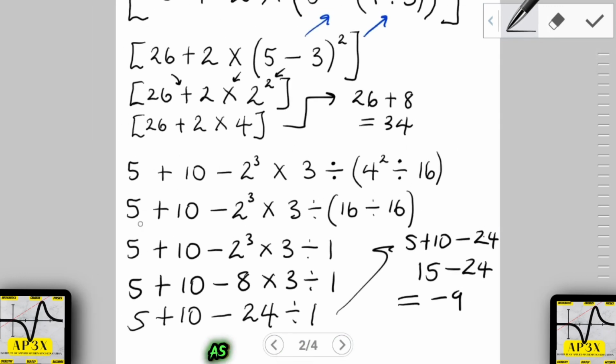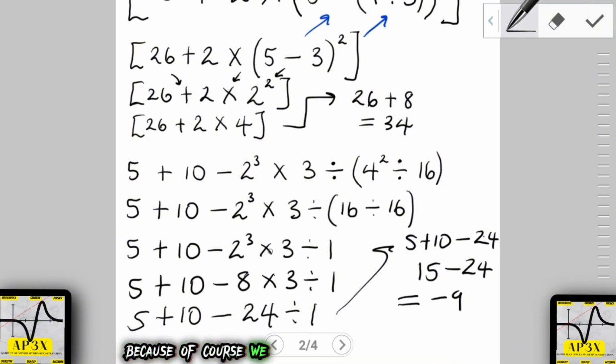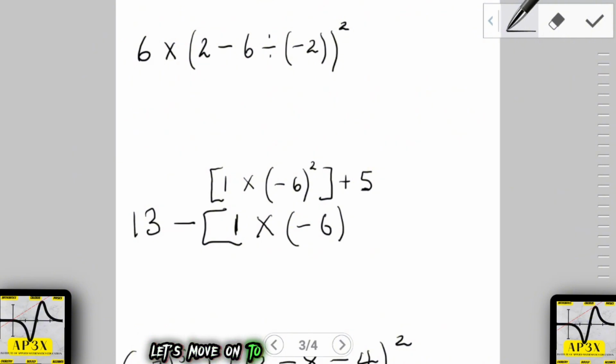So as mentioned before, guys, we don't have to make the problem this long. I choose to do the problem in this way because of course we are taking it a step at a time so we can master and cement our fundamentals. When you get very good at this, then you'll be able to do more than one operation at the same time. Let's move on to some more questions here.